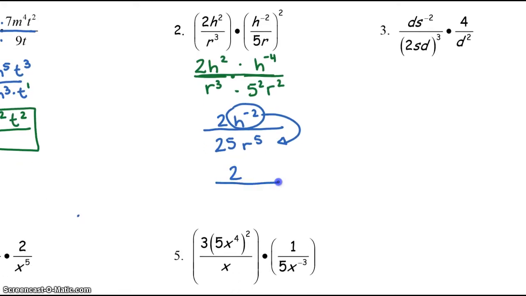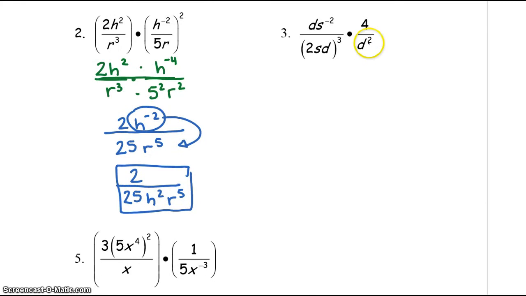2 will stay there because 2 is positive and the exponent is positive at least. And then we have h to the second power and r to the 5th power. Notice that when I was writing these, I made sure that h came first and r came second because that's how it goes in the alphabet. Alright, let's go on to example number 3.